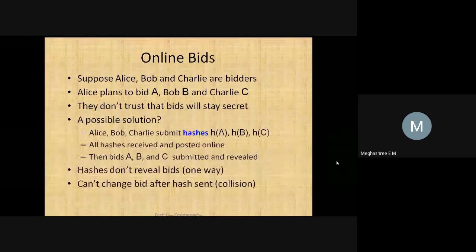We discussed online bidding, right? It is one of the uses of hash function, where we have studied Alice, Bob, Chan. They placed their bids. They didn't directly place their bid online. They first share the hash of their bid, right? Once it is posted online, after that they submitted their bids, right? And later it is revealed.